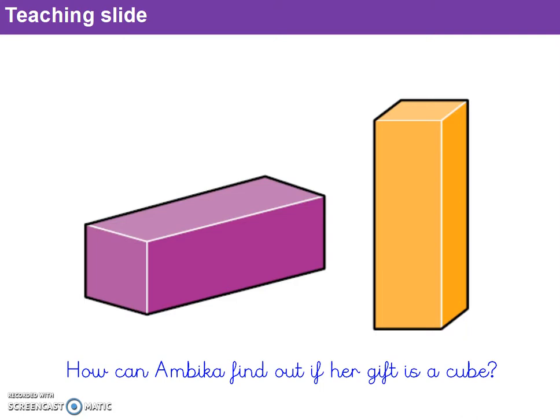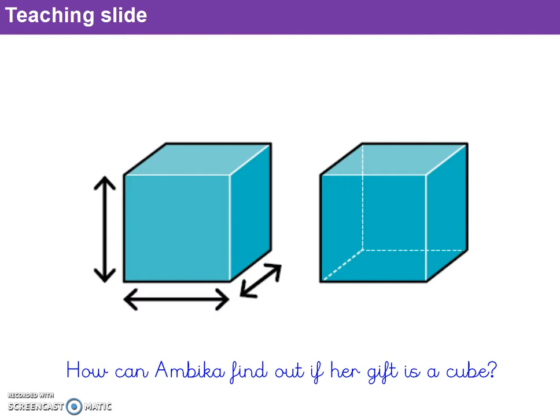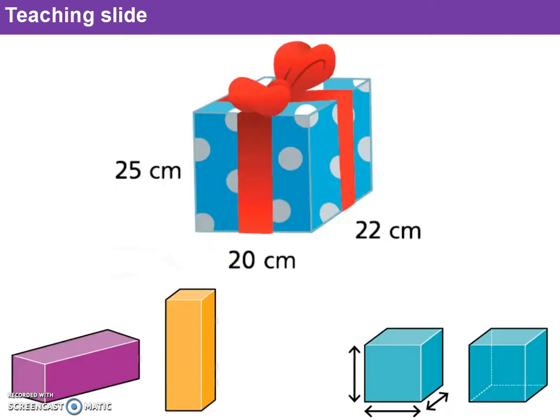These have 8 vertices. They have 12 edges. They have 6 faces. So what is the difference between our cuboid that we can see now and our cube that we can see now? So, in order to answer question 1a, how can Ambika find out if her gift is a cube? We're going to be looking for those shapes on the right. So we're going to be looking for a 3-dimensional shape with our 8 vertices, our 12 edges and our 6 faces.